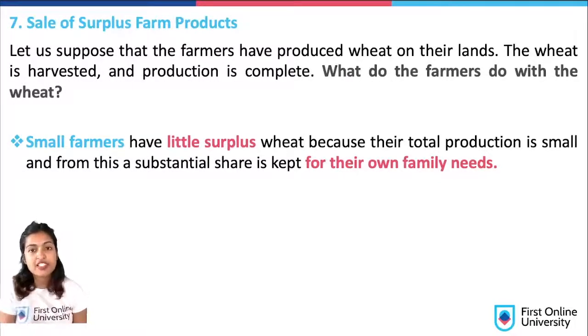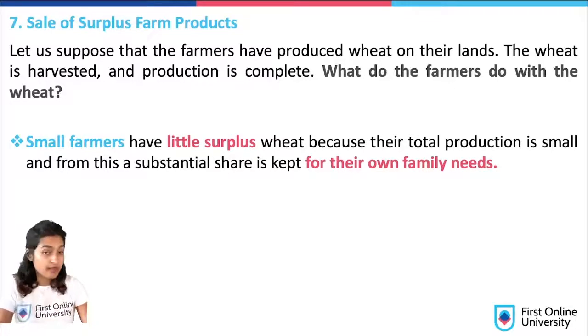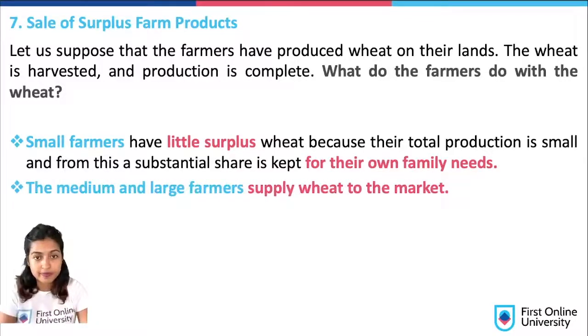Small farmers, like I've said, have a small piece of land, hence little surplus. A majority of whatever is produced, suppose for a family of 5, will go for those 5 people's consumption. So very little is there for them to go to the market and sell, right? So ultimately they don't make a big amount of money from it.